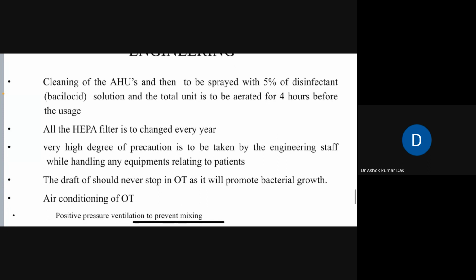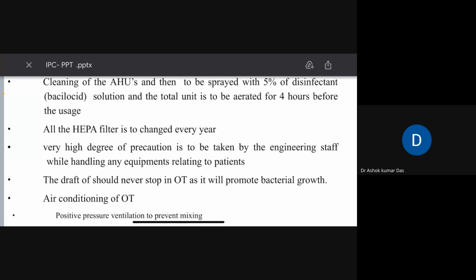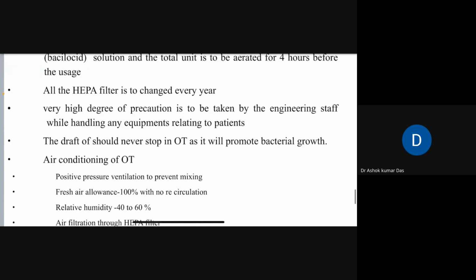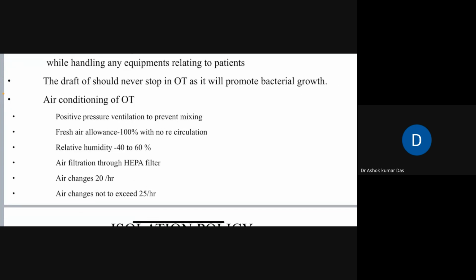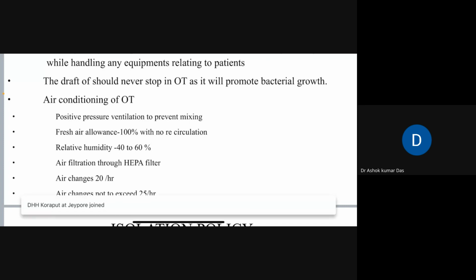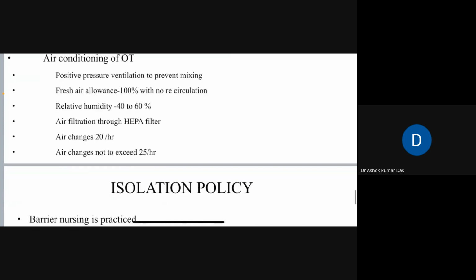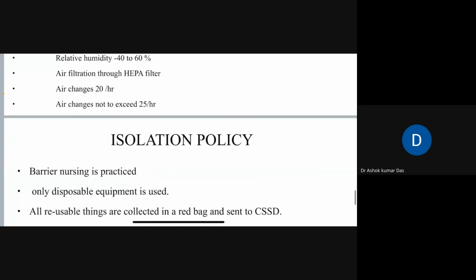So they are to be changed every year. A very high degree of precaution is to be taken by the engineering staff while handling any equipment related to the patient. The draft should never stop in the OT, as it will promote growth. Then air conditioning should be positive pressure ventilation to prevent mixing. There should be a fresh air allowance of 100% with no recirculation, relative humidity of 40 to 60%. Air changes 20 per hour, and it should not exceed 25 per hour.